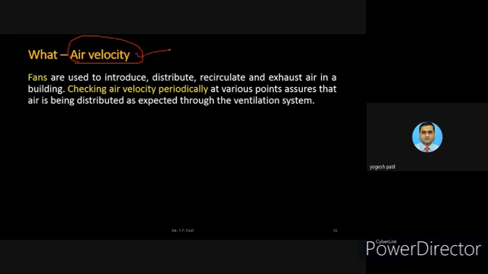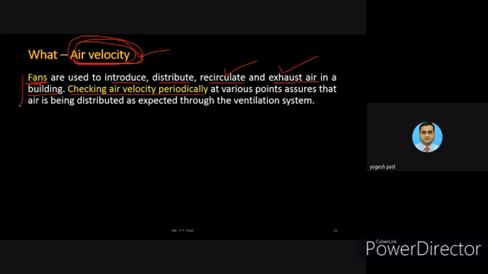Mainly this velocity of the air is because of the fans. There are distribution fans. The fans are used to introduce the air, distribute the air, recirculate the air, and then exhaust the air. In each and every section of the fan, there is a requirement for measurement of air velocity, or a continuous periodic checkup is required.